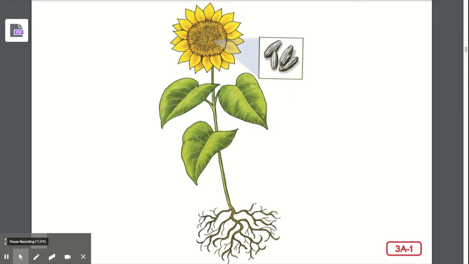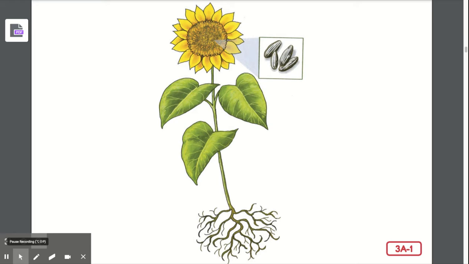So each plant part is important for the survival of the plant. The roots keep the plant in the ground and take the water and nutrients in. The stem holds the plant up tall and carries water and nutrients to the other parts. The leaves are where the plant makes food for itself. So let's see if you can answer my questions.